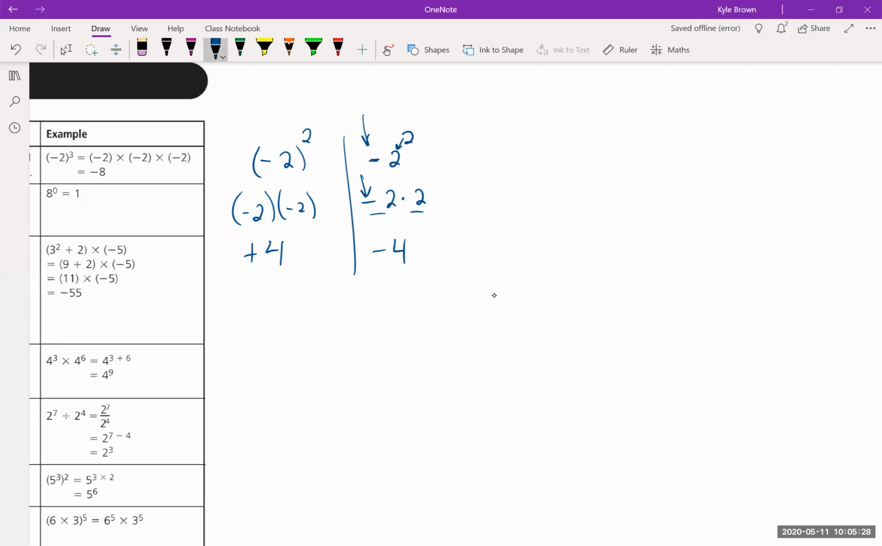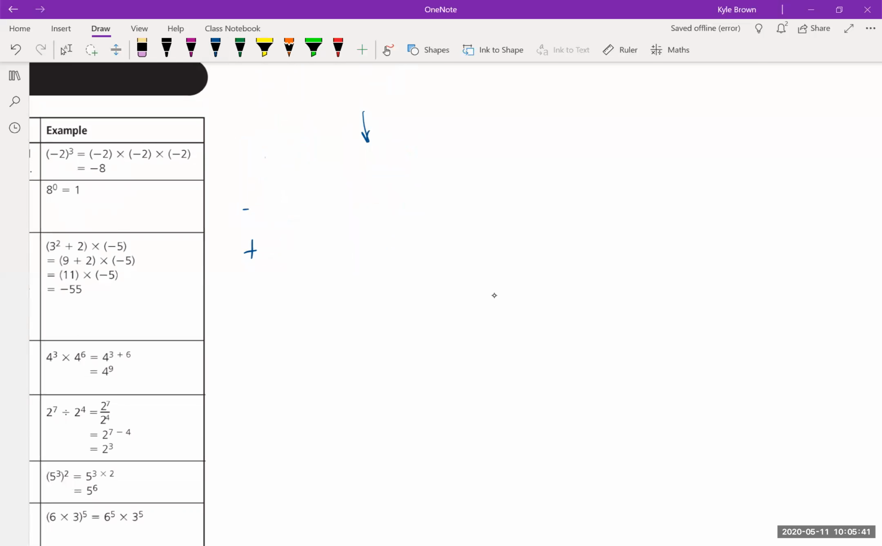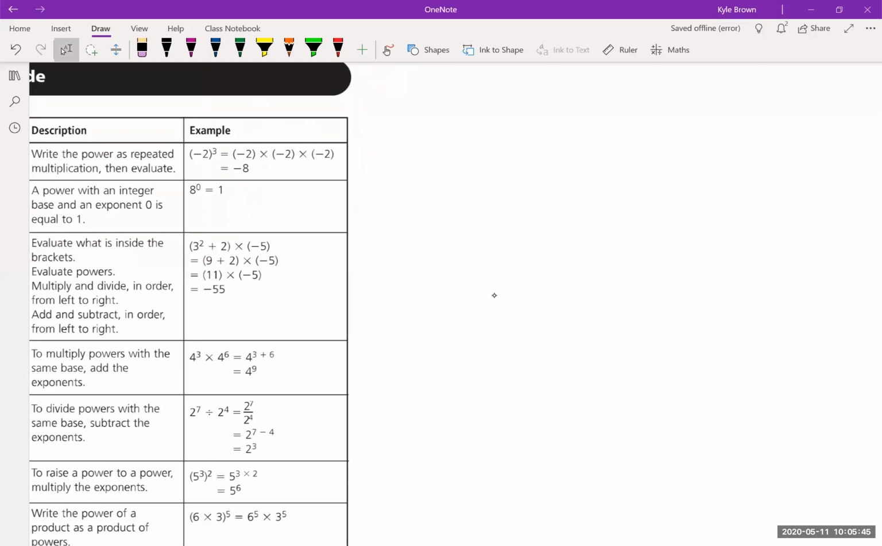It's probably the number one place in this unit that kids make mistakes, because it's easy. I understand that's a hard thing to recognize, but try to pay attention as much as you can to those brackets. Okay. So next one. I don't know why I erased that. I shouldn't have erased that.